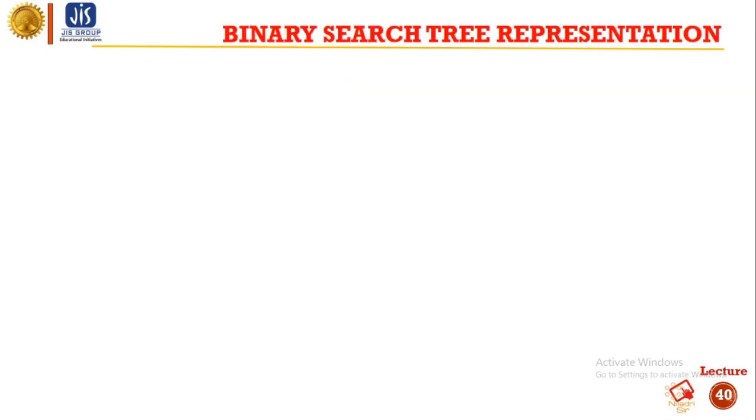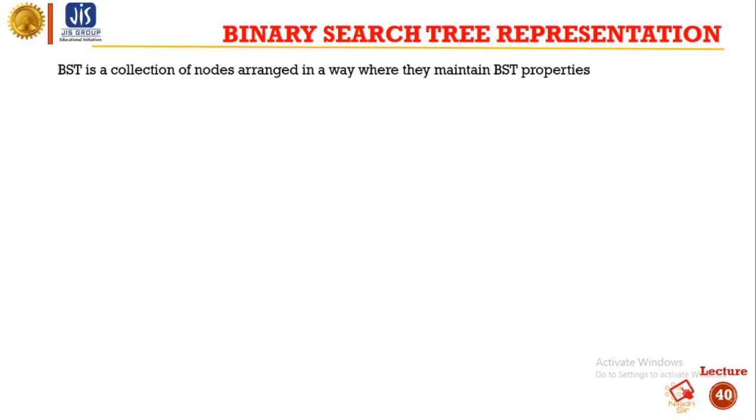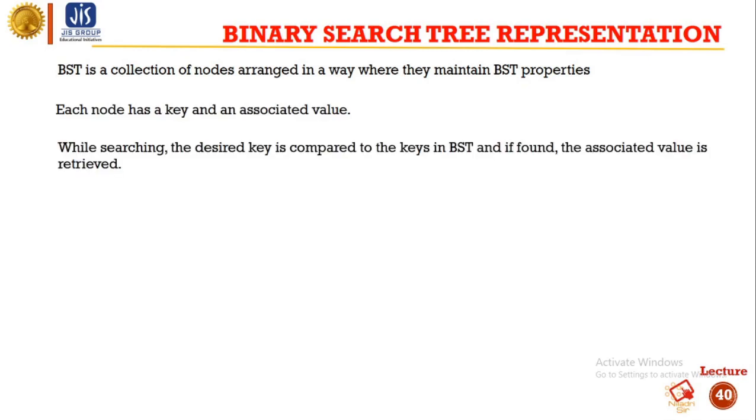Now come to the representation of a binary search tree. A BST is a collection of nodes arranged in a way where they maintain BST properties. Each node has a key and an associated value. While searching, the desired key is compared to the keys in the binary search tree or BST, and if found, the associated value is retrieved.